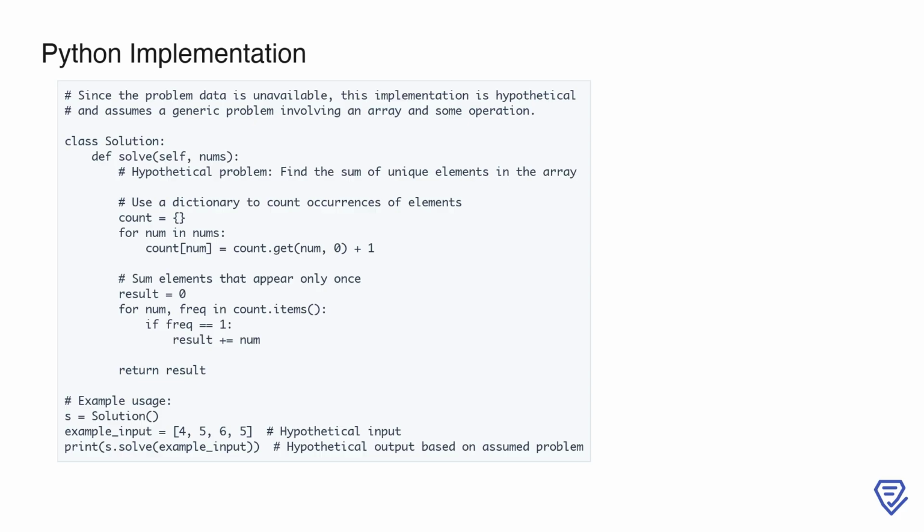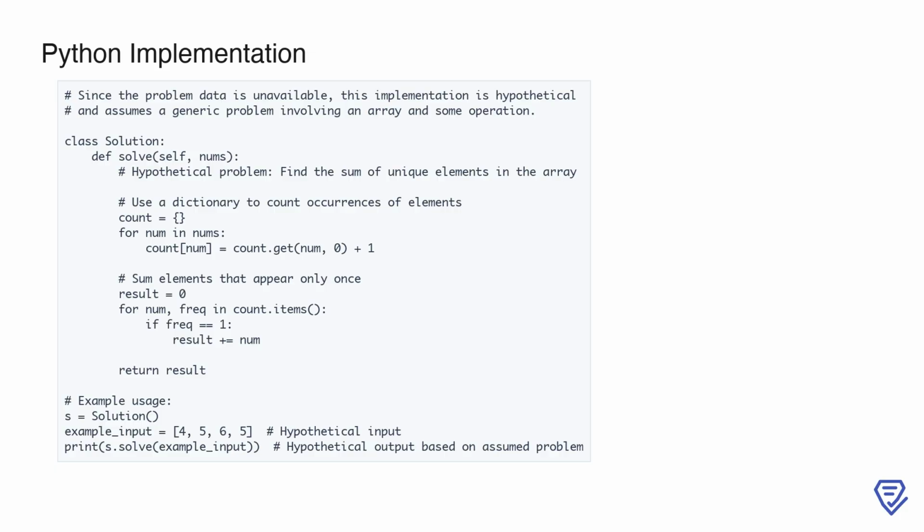Since the problem description for LeetCode problem number 1917 is unavailable, this Python implementation assumes a hypothetical problem involving an array. The problem we are solving here is to find the sum of unique elements in an array. For instance, given an array like 4, 5, 6, 5, the output would be 10 because the unique elements are 4 and 6. We begin by using a dictionary to count the occurrences of each element in the array.